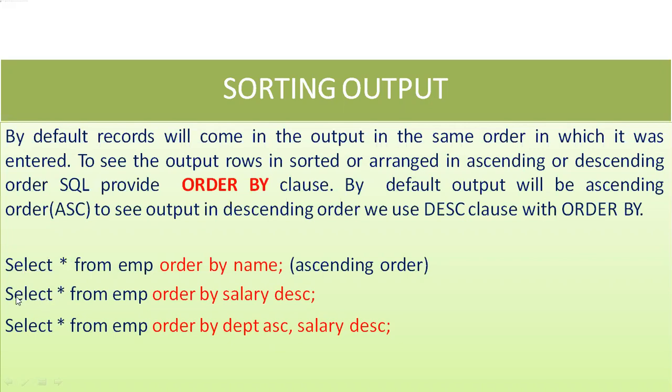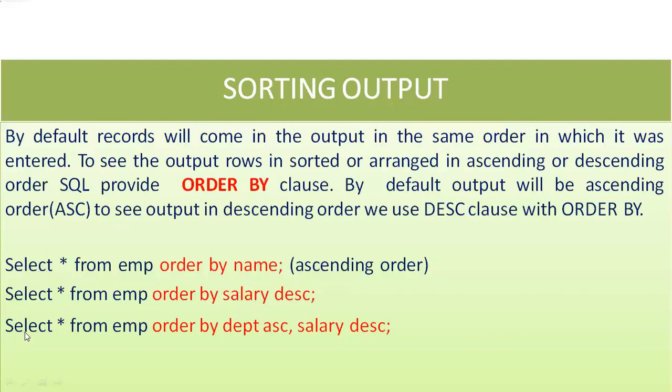Now the second example. SELECT asterisk FROM EMP. I am selecting all the records from the EMP table ORDER BY salary. What am I arranging? Salary, DESC. DESC is for descending order, last to first, that is decreasing order. And you need to write DESC. Don't confuse DESC with the table command that describes the table. So when we use DESC with the column name in ORDER BY, it arranges the values in descending order.